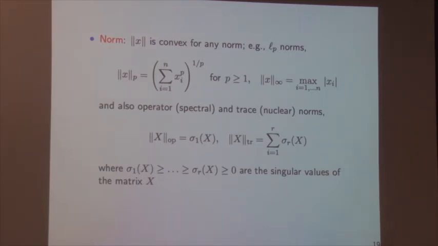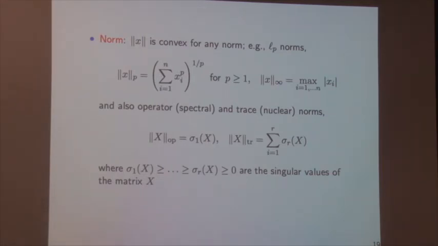So any norm is convex. That's the fact. And think about Lp norms for p bigger than or equal to 1. It's defined as follows, right? The p norm of x is the sum of the pth powers of the components of x, that whole thing to the power of 1 over p. And we use the infinity notation to denote the maximum absolute component of x. Use these guys a lot.